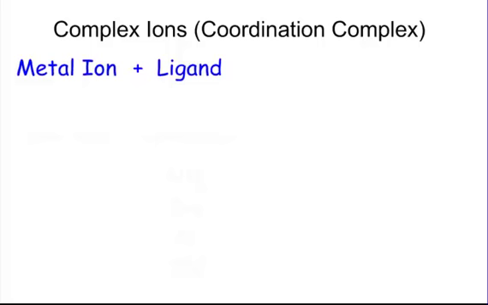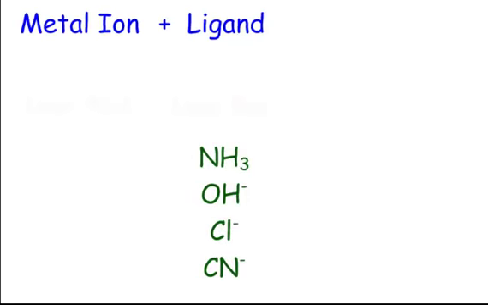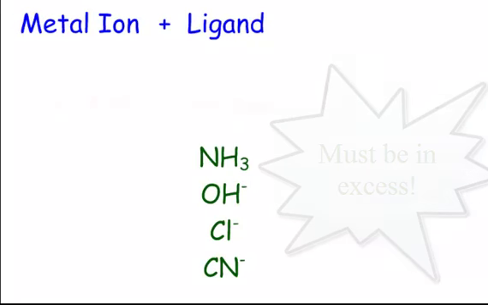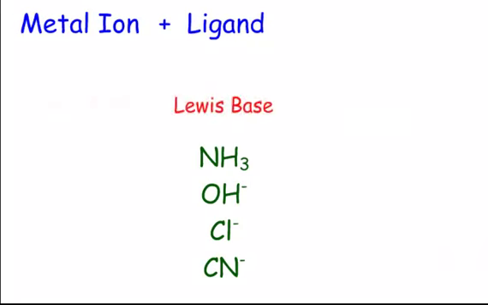What is a ligand? A ligand is something like excess ammonia, or excess hydroxide, or excess chloride, fluoride, bromide, iodide, and excess cyanide. So it's something that is in excess. These ligands are also called Lewis bases, whereas the metal ions are always going to be our Lewis acids.